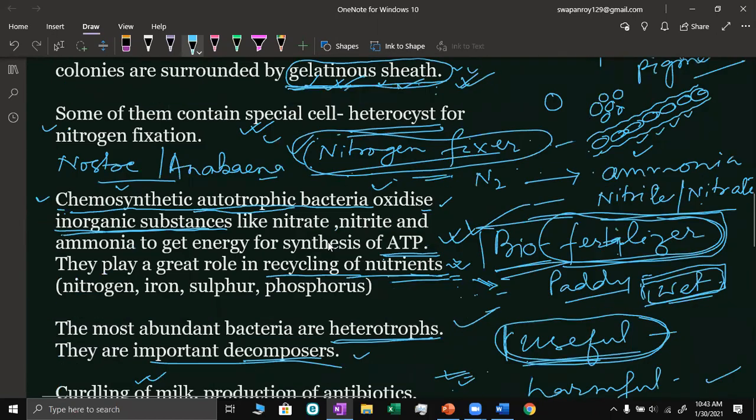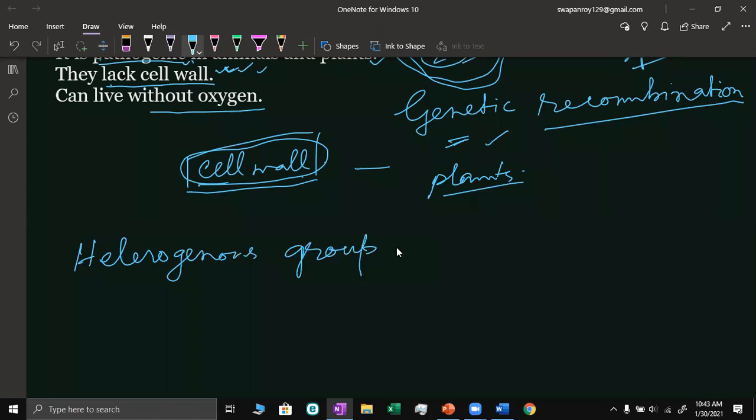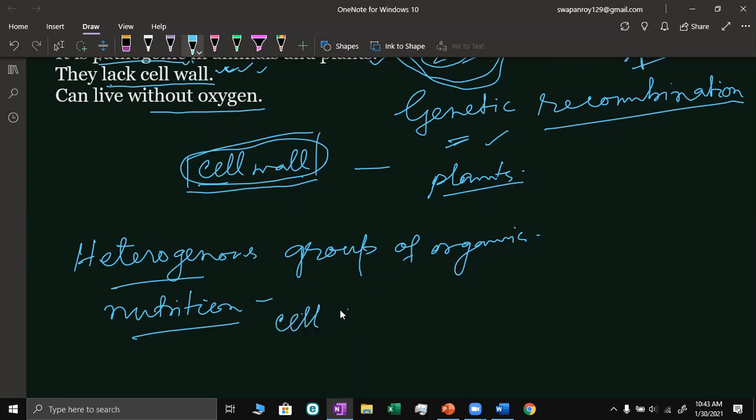Here kingdom Monera is a heterogeneous group of organisms. Heterogeneous in what sense? In the sense of their nutrition. And if we see the cell structure, it is with cell wall and without cell wall.